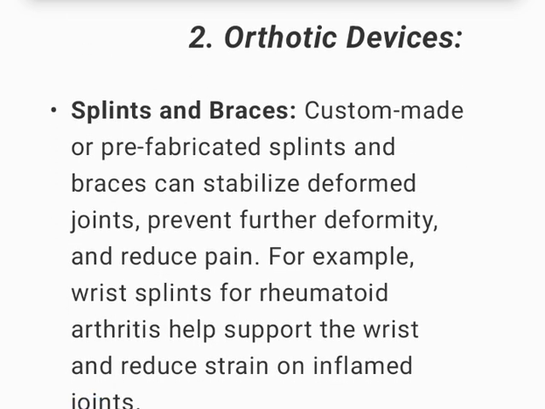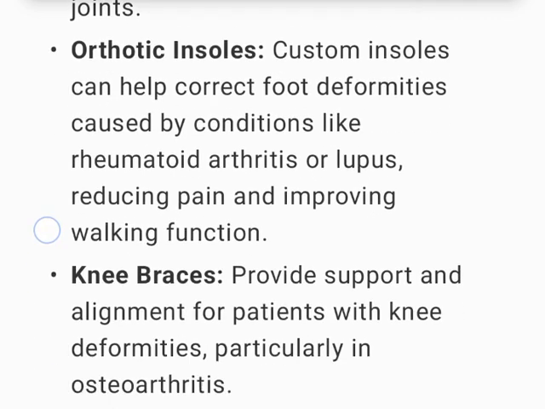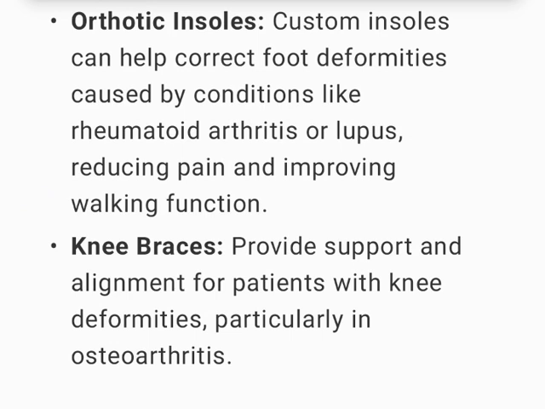Orthotic devices, splints and braces. Custom-made or prefabricated splints and braces can stabilize deformed joints, prevent further deformity, and reduce pain. For example, wrist splints for rheumatoid arthritis help support the wrist and reduce strain on inflamed joints. Orthotic insoles. Custom insoles can help correct foot deformities caused by conditions like rheumatoid arthritis or lupus, reducing pain and improving walking function.